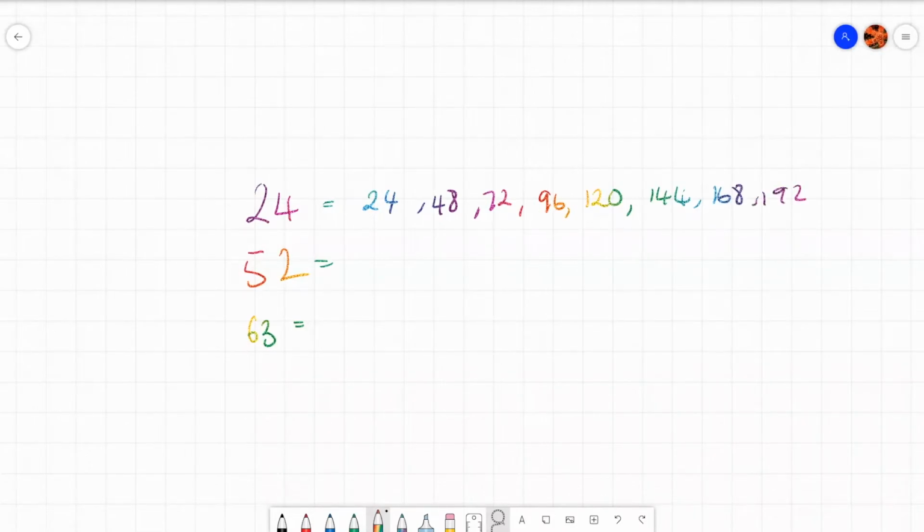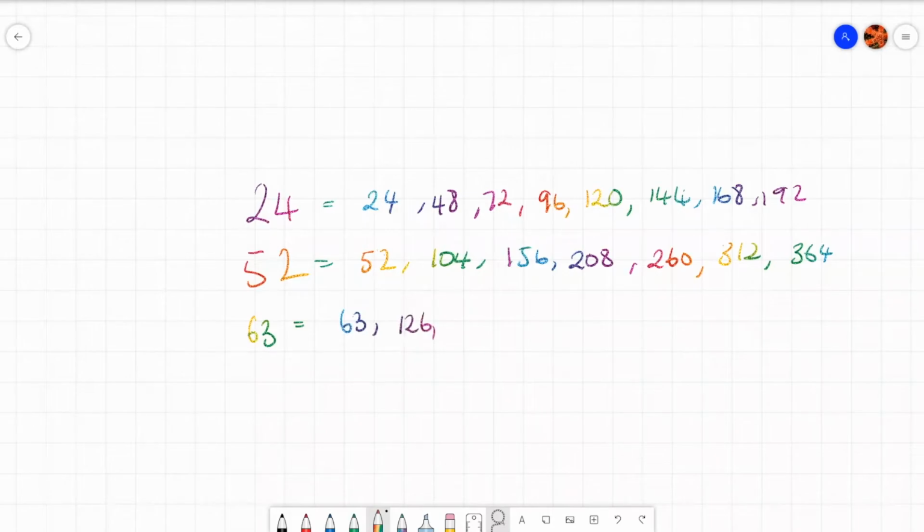Let's do 52 now. So, oops, let's start with 52 first, like we did with the other one. 52, 104, 156, 208, 260, 312, 364. Let's do 63 now.